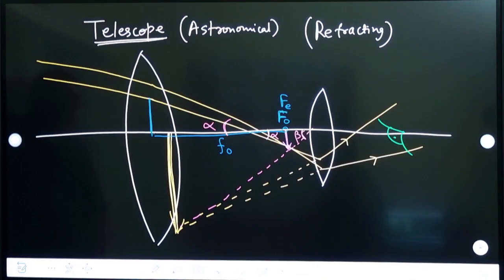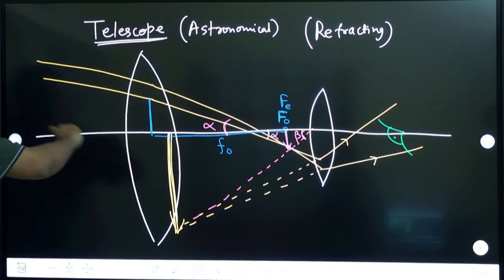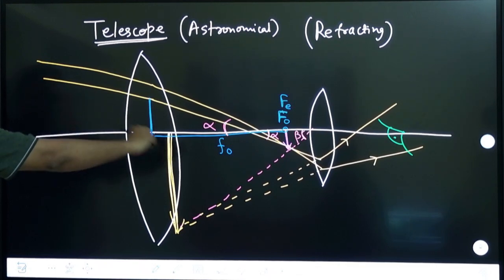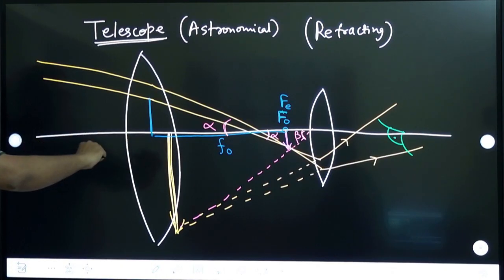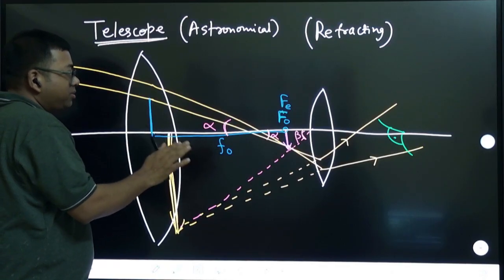But in NCERT they have drawn it exactly this way. Anyway, it doesn't matter. I can take it this way also, because the rays have to be parallel. But they have taken the ray passing through this point. So okay, this diagram is also correct.